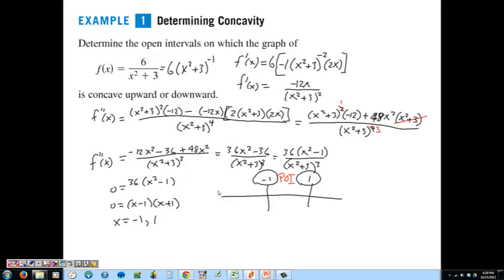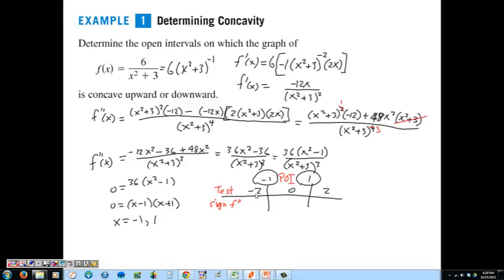And then I'm going to test some values. I'm going to find the sign of my second derivative, and I'm going to test, let's see, something smaller than negative 1. How about negative 2? And then between negative 1 and 1 it would be 0, and positive 2.